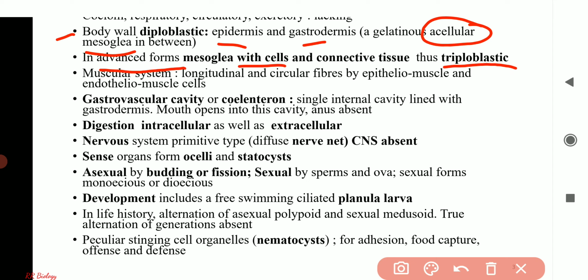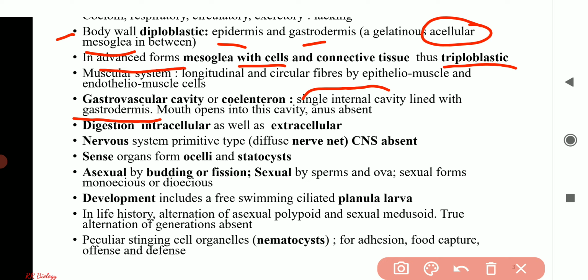Then regarding the internal body cavity, now you are inside the body of some coelenterate and you are just observing what is there inside. You have seen some cavity. Okay, that is a single internal cavity present inside that organism, inside that coelenterate, and that is called what? That is called the gastrovascular cavity or the coelenteron. Now this gastrovascular cavity or coelenteron is lined with the gastrodermis layer but not with the mesoderm.